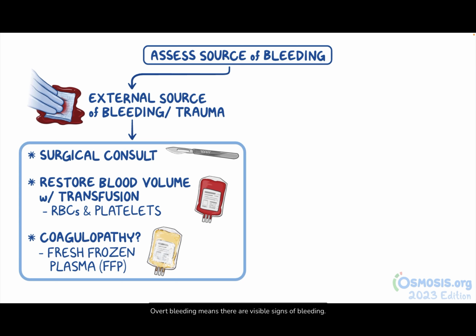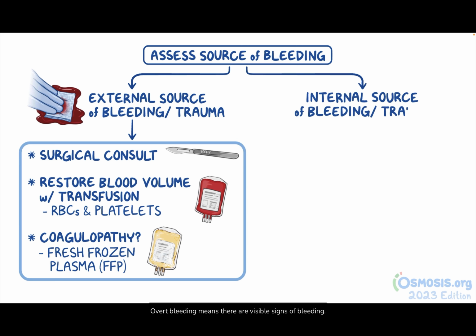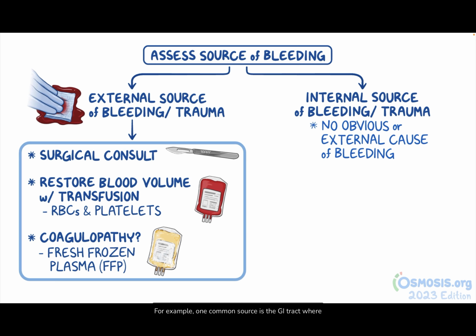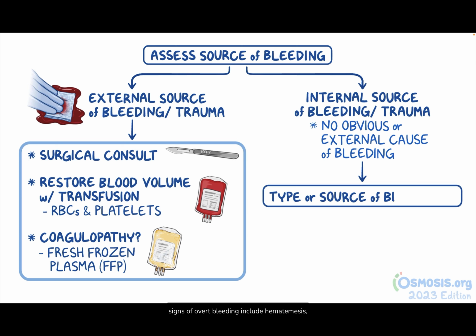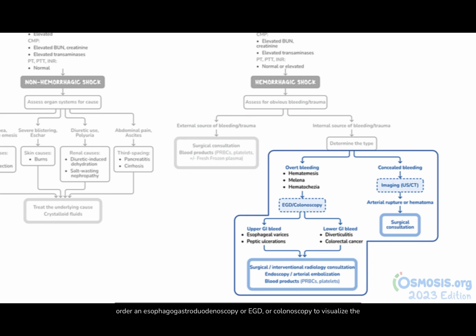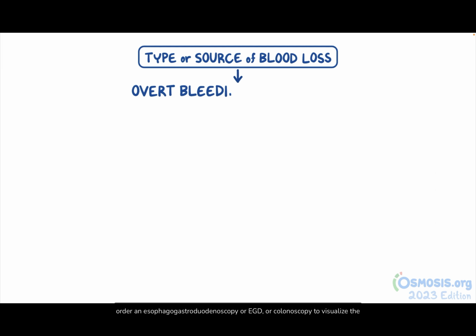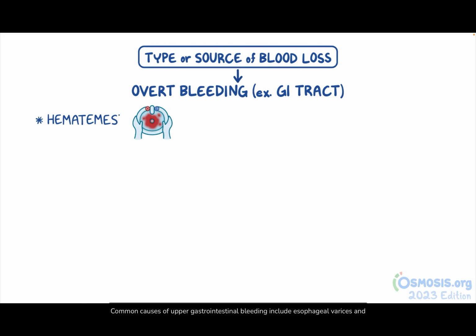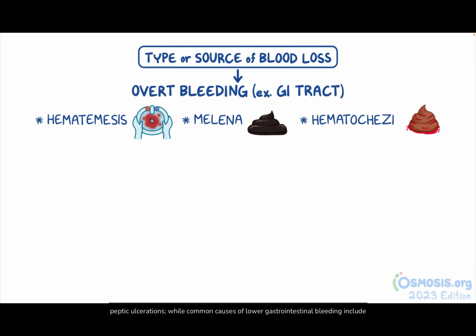On the other hand, for patients with internal bleeding, where there is no obvious external or traumatic cause of bleeding, your next step is finding the type or source of blood loss. Internal bleeding can be overt or concealed. Overt bleeding means there are visible signs of bleeding. For example, one common source is the GI tract, where signs of overt bleeding include hematemesis, melena, or hematochezia.